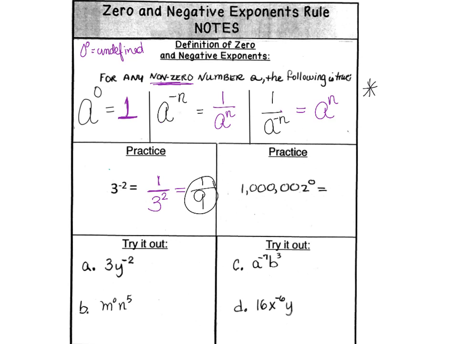1,000,002 raised to the 0 power. What would this equal? 1. Okay. All right. Now, on to a little bit more challenging question.